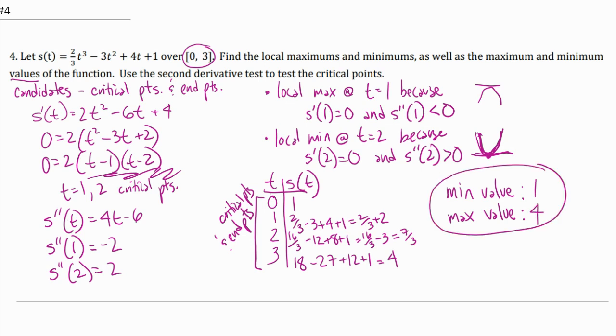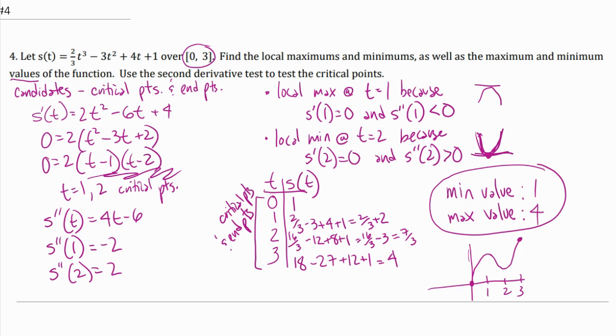Okay. So what that means is this graph, let's see, I have a minimum value at 0. I have a local maximum at 1. Then I have a local minimum at 2. And then I have an absolute max at 3. So my graph looks something like this over the closed interval based on all of this information together.